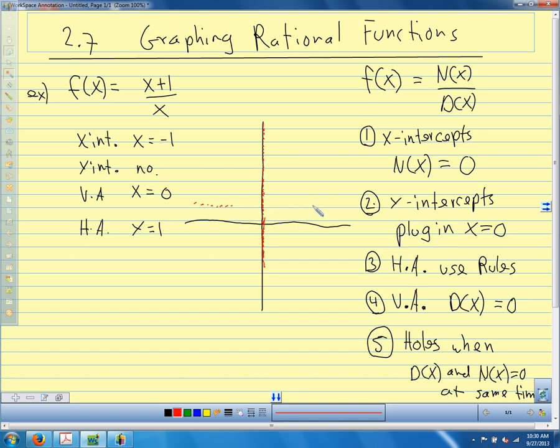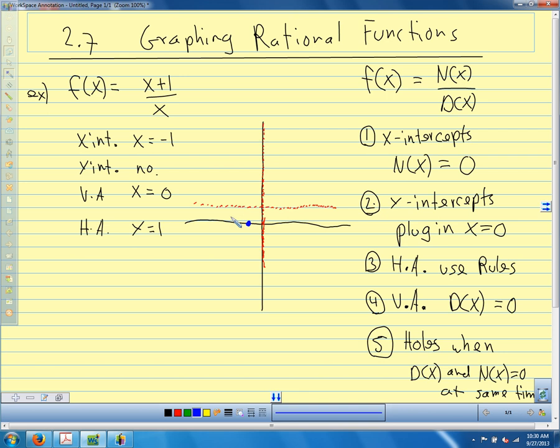Computers, I don't know why it's going slower than my writing, but it is. So there's my horizontal asymptote. We know that the x-intercept, I'll plot that in blue, graph of the function in blue, x equals -1. So we have an x-intercept here. And then we just want to plot some points to get the shape of my graph.